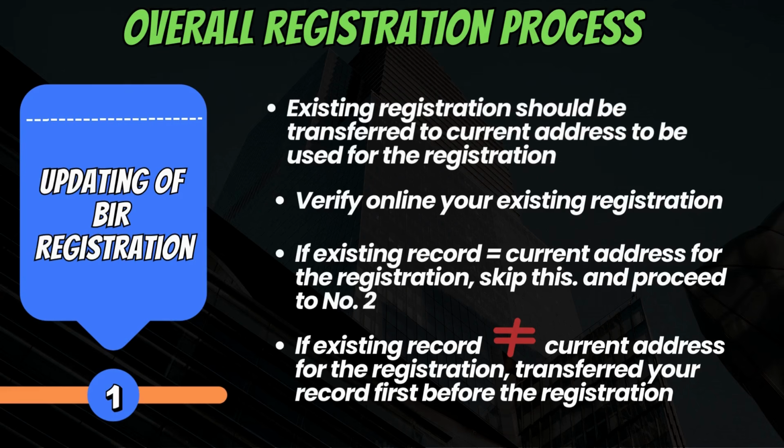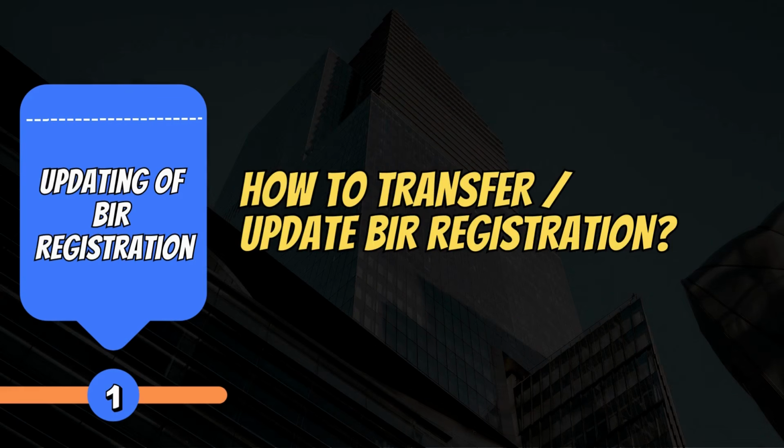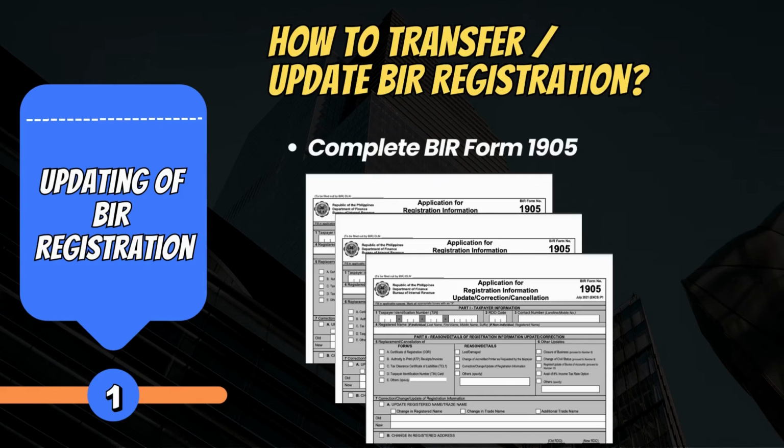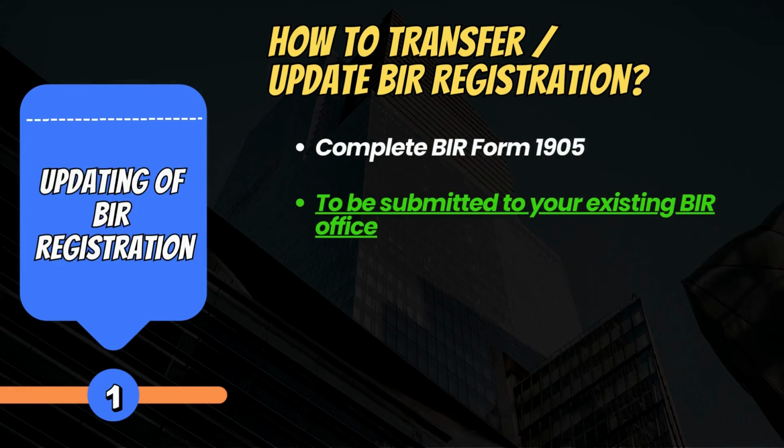How to transfer your records? Transferring of records can be done by accomplishing a BIR Form 1905. This particular form is downloadable from the BIR website. This document shall be submitted to your existing office. Best example, if your last employer is in Pasig and you will register in Taguig, this form shall be submitted to Pasig. Here's a guide in completing the BIR Form 1905.